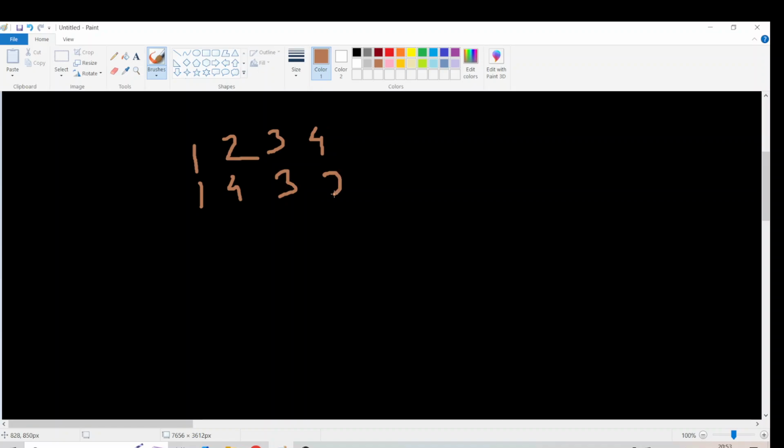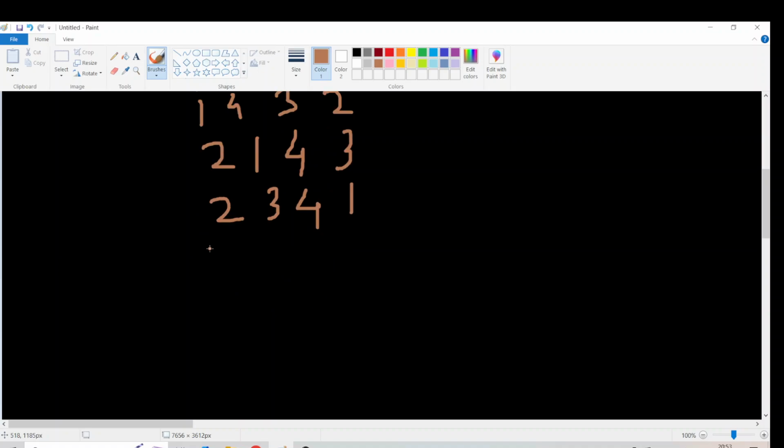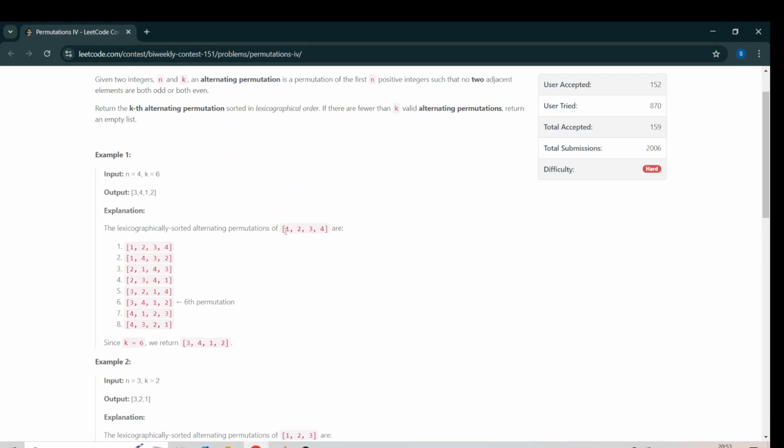Now the third one will be, if we take the first element as 2, then this will be 2 1 4 3, and the next one will be 2 3 4 1. Now if we have to take from 3, we can take 3 2 1 4, and the next one will be 3 4 1 2. Okay, so the sixth permutation will be 3 4 1 2, right? So that is the answer.